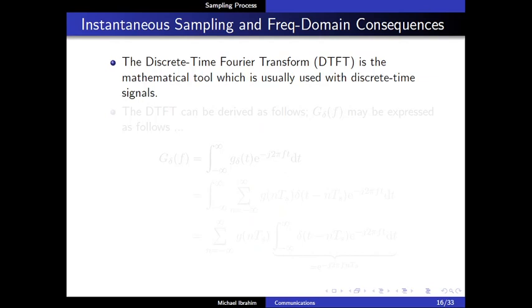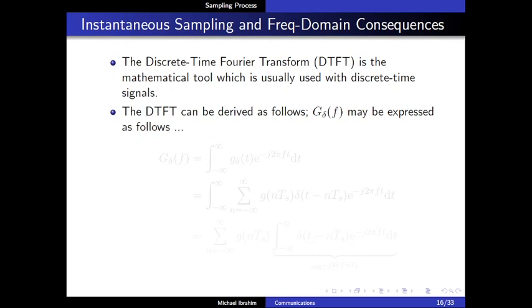Okay, so the mathematical tool used with discrete time signals is called the discrete time Fourier transform, and now might be a good time to discuss the relation between the discrete time Fourier transform, sampling, and the continuous time Fourier transform. This will help us later on with the sampling and reconstruction, and also will establish the mathematical foundation for the DTFT.